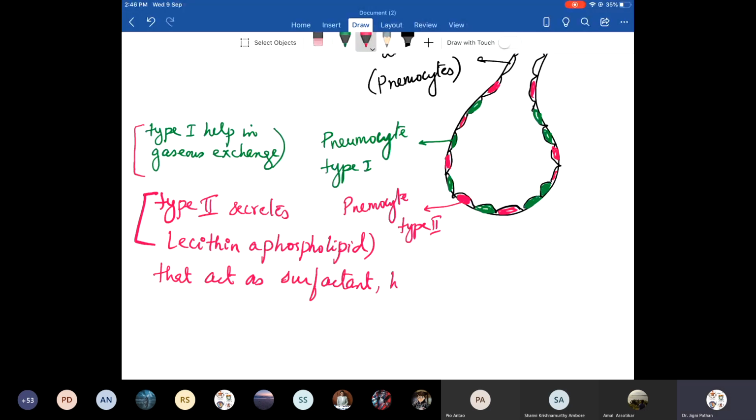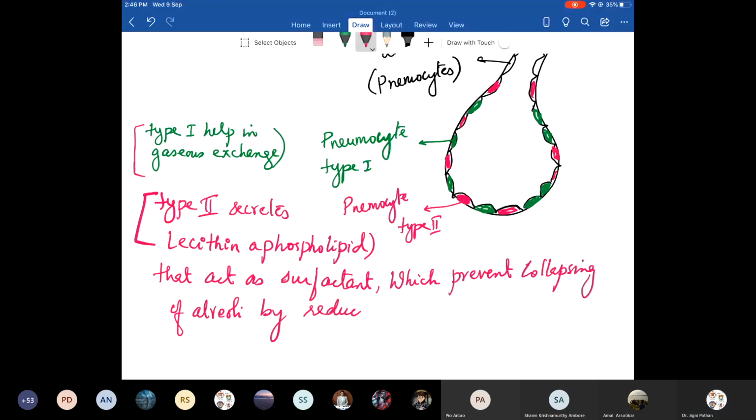which prevents collapsing of alveoli by reducing surface tension.